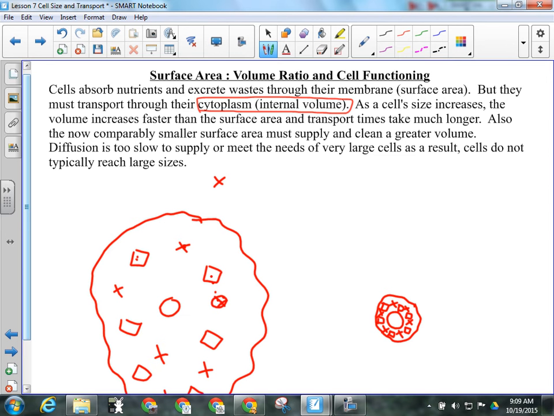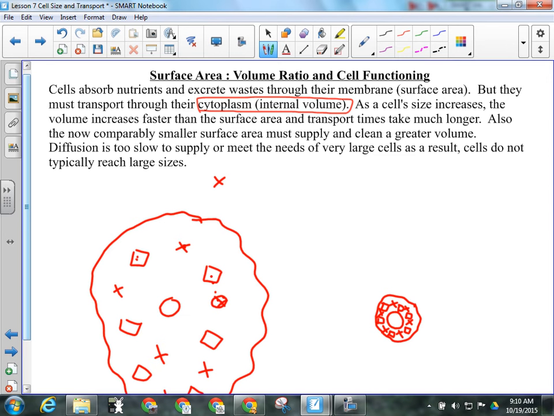Diffusion. So as a cell size increases, the volume increases faster than the surface area. The membrane represents the surface area of the cell. We'll say it's a sphere. And as the cell gets bigger, the surface area increases, but the volume increases even faster. In fact, exponentially faster.